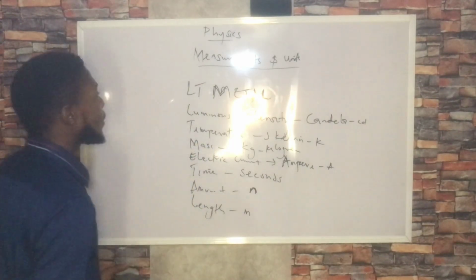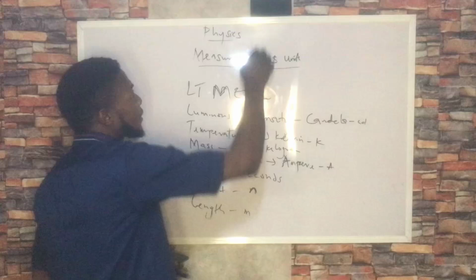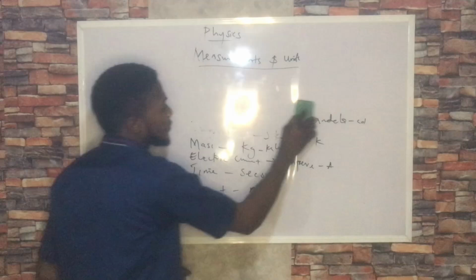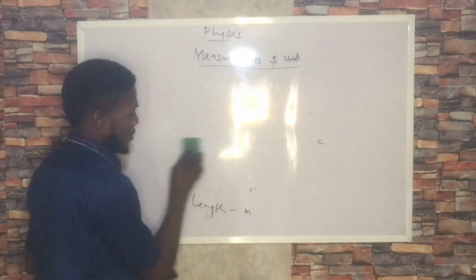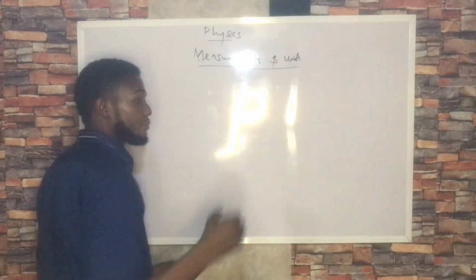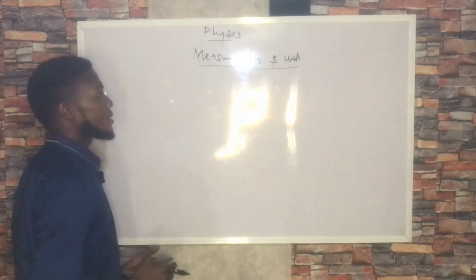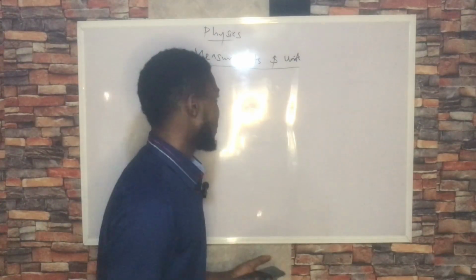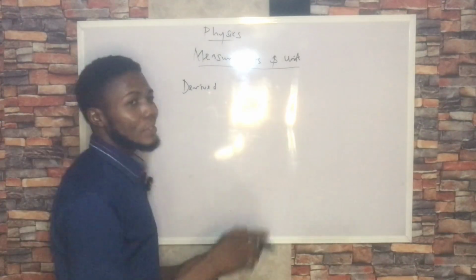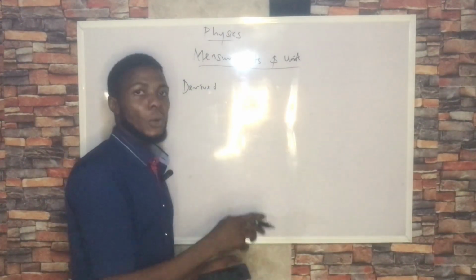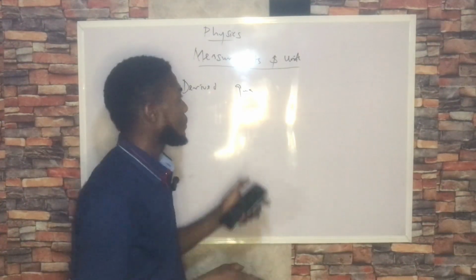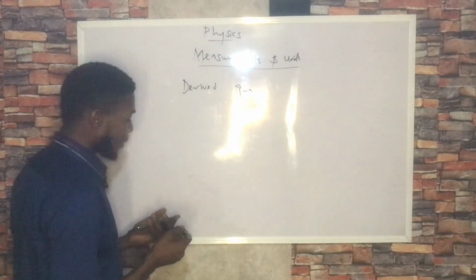Now we also have what we call derived quantities. So we have fundamental quantities, we have derived quantities. Like I said, fundamental quantities are actually the simplest quantities. Derived quantities are all the other quantities, all the quantities that are different from what I've just listed. So they depend on fundamental quantities.